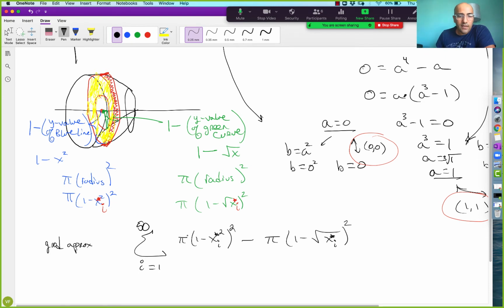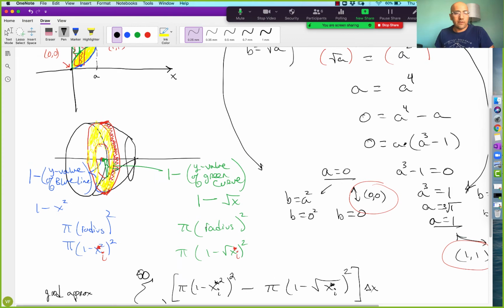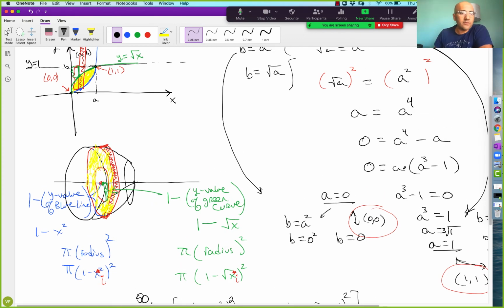That times delta x would give you a very good approximation, right? This is saying we cut up our space between 0 and 1 into 50 equal little pieces.